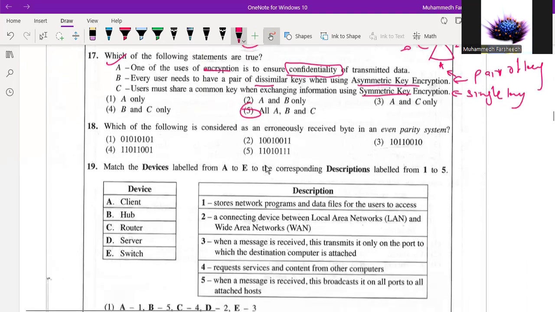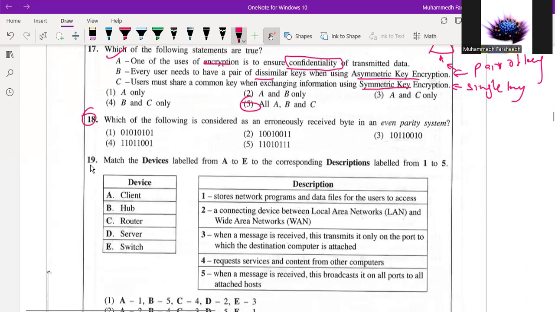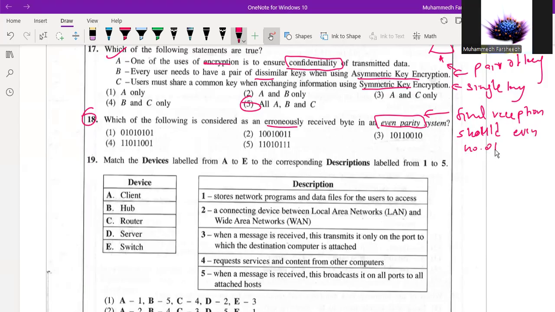Going ahead, I have to be very quick here now. Okay, question number 18. Which of the following is considered erroneous when received in an even parity system? In even parity, the final reception should have an even number of ones. So just count them, and once you find even, you can go ahead.